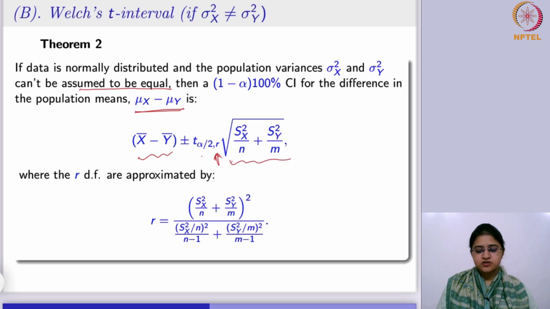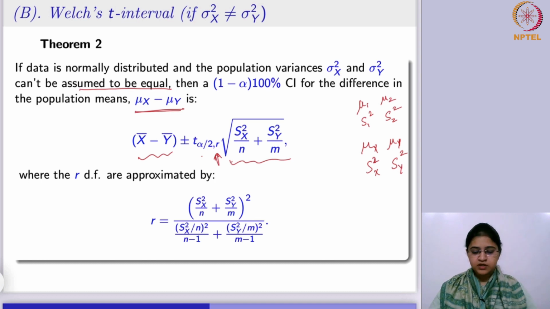So here it is sx square and sy square. You can use any notation. If you are using mu1 mu2, you can keep s1 square and s2 square. If you want mu x mu y, you can keep sx square and sy square. Whatever you do is fine, but within a result or theorem, at least be consistent.